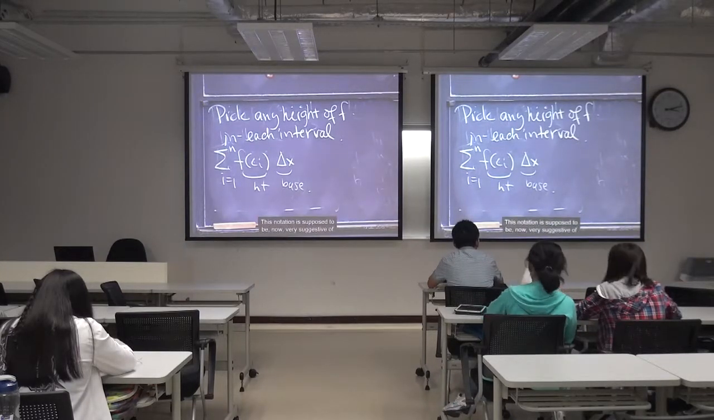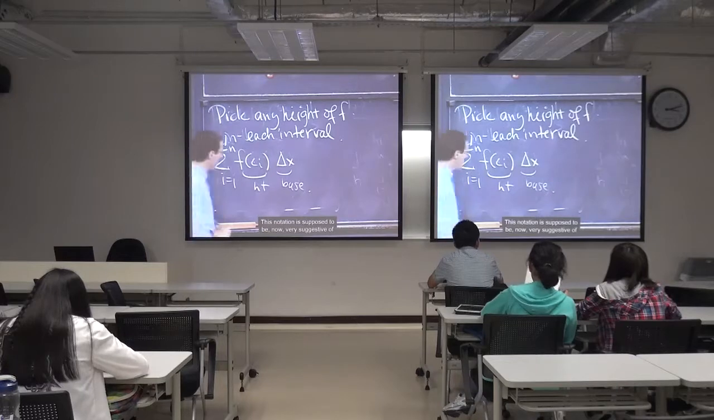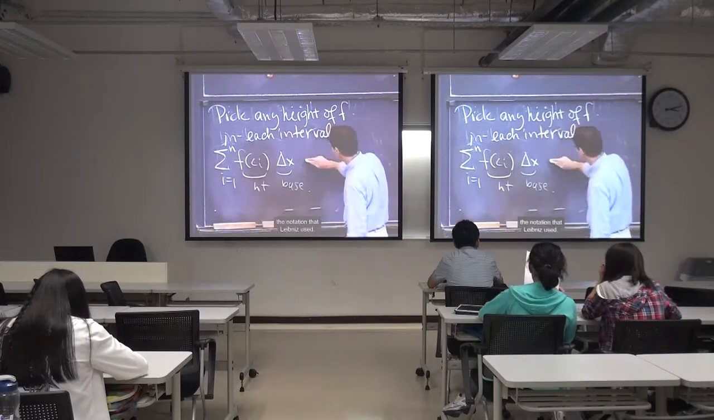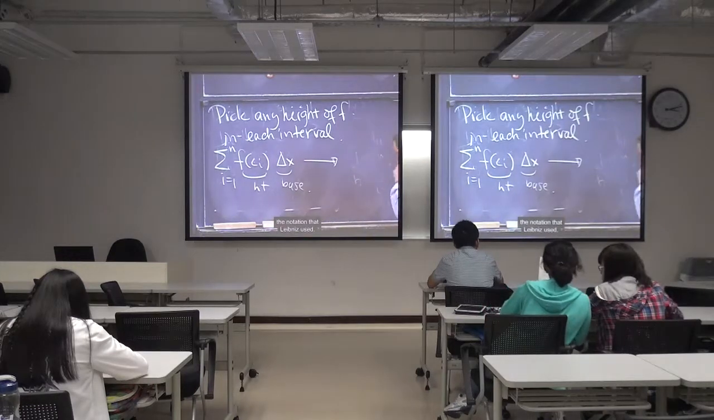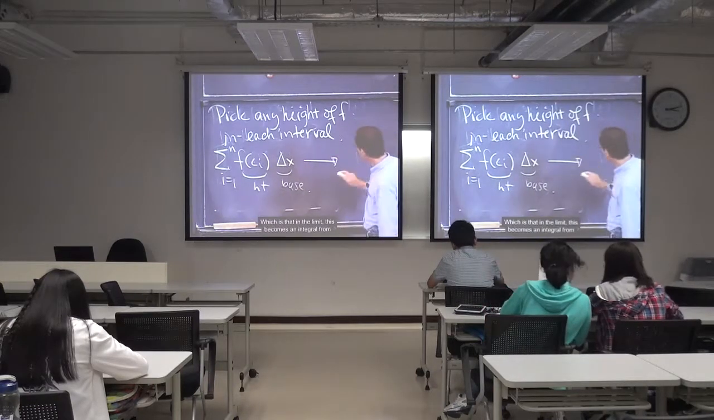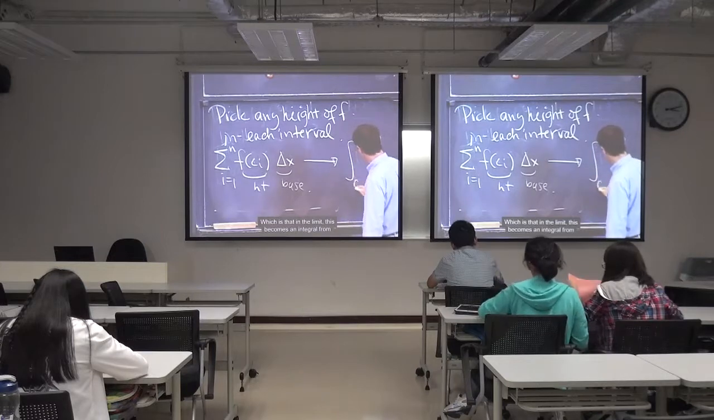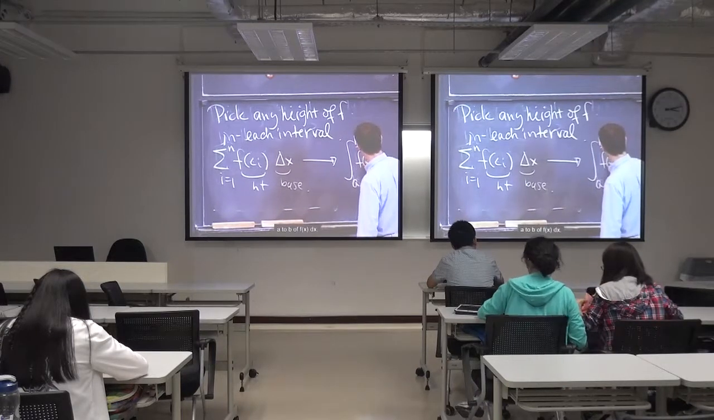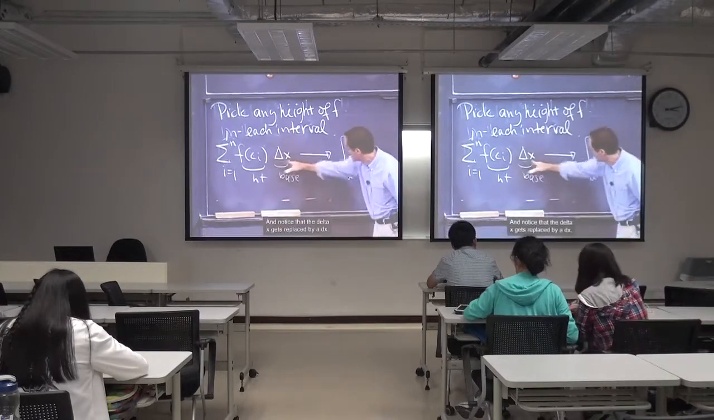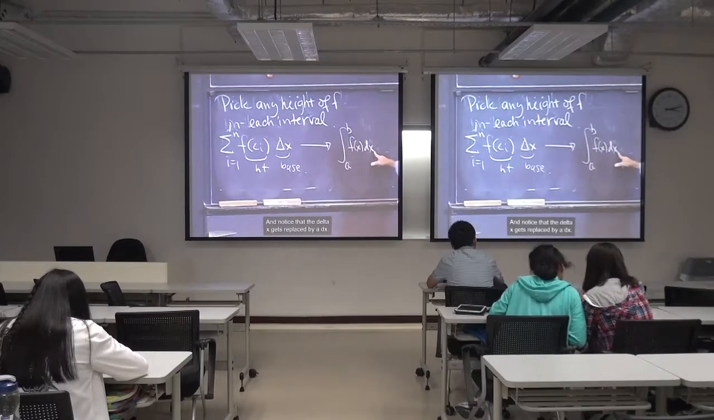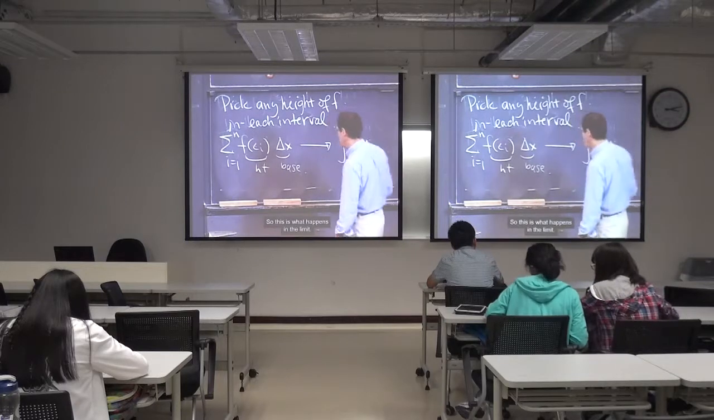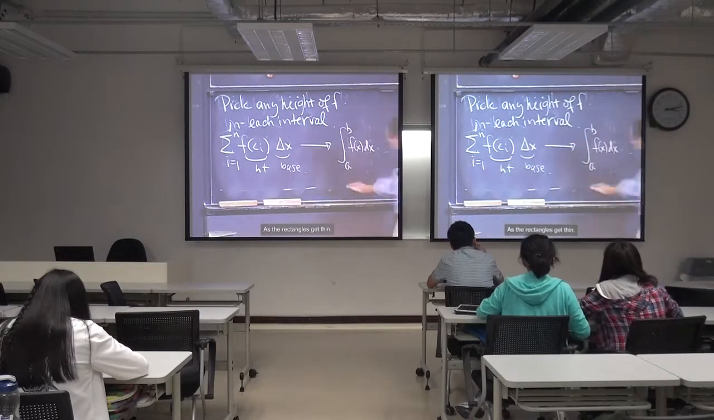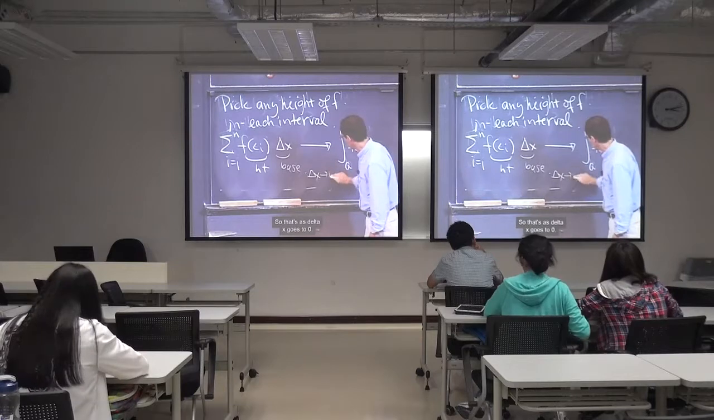This notation is supposed to be now very suggestive of the notation that Leibniz used, which is that in the limit, this becomes an integral from a to b of f of x dx. And notice that the delta x gets replaced by a dx. So this is what happens in the limit, as the rectangles get thin, so that's as delta x goes to zero.